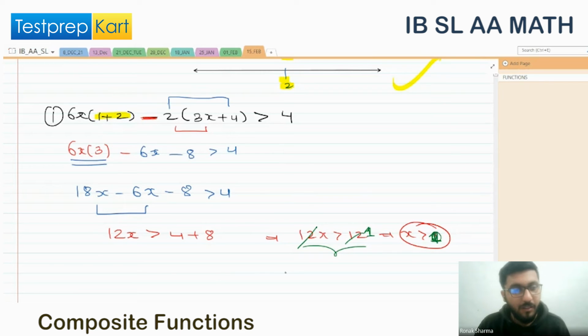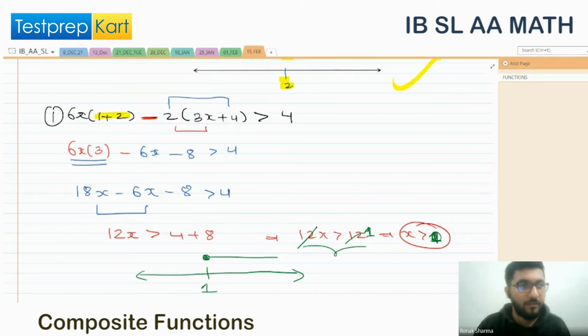That means should I put a dot or a hole at 1? Should I include 1 or not? No. Very good.